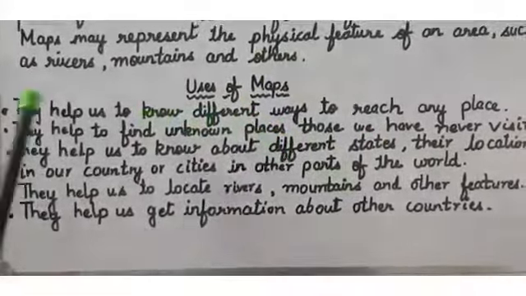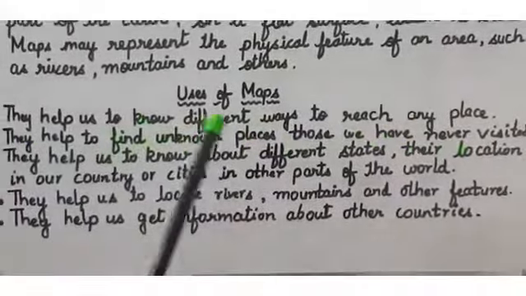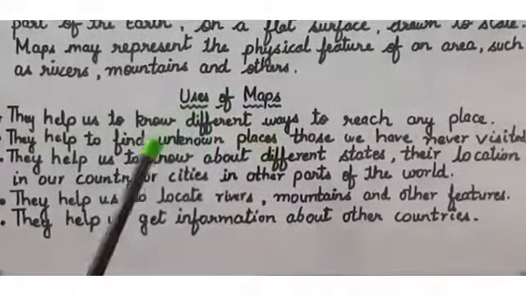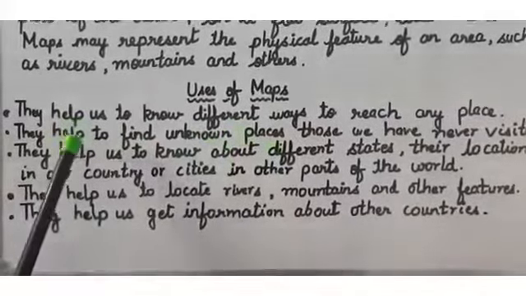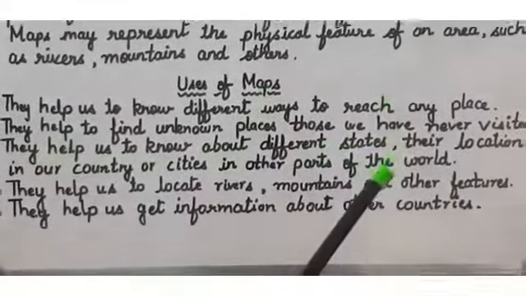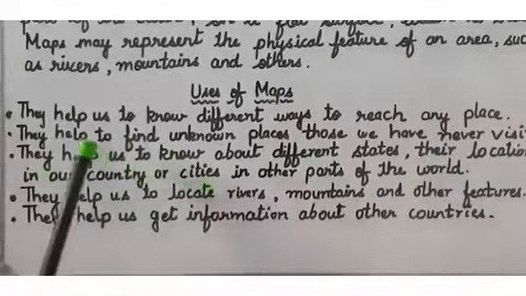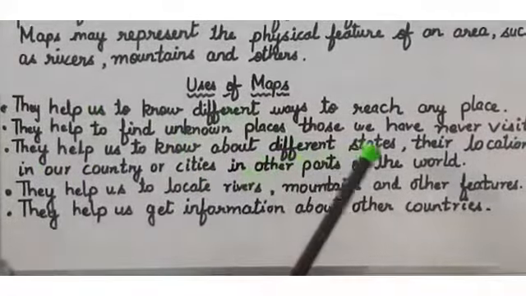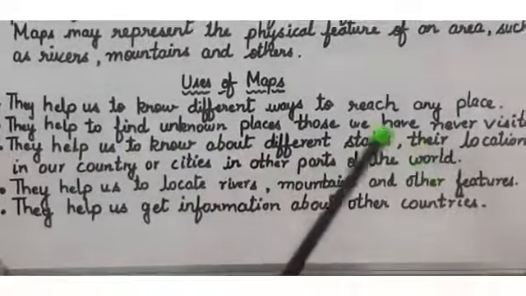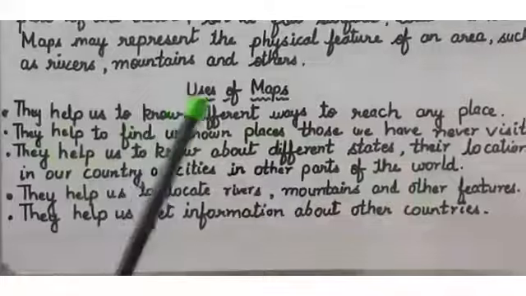Number 2, they help to find unknown places that we have never visited. If we want to visit a place where we have never been, maps help us to find out those places. Then, they help us to know about different states: how many states there are, and where those states are located in our country, or cities, and in other parts of the world too.